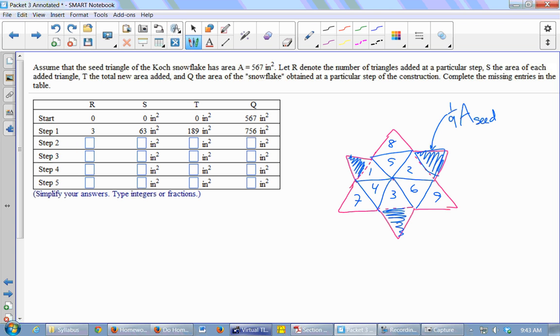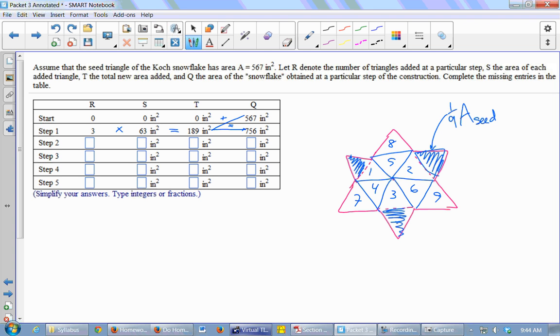All right, and then T, that's supposed to be the total new area added. So you have 3 triangles. Each one has area 63 square inches. So that gives you the total area added. And then you have to add that 189, right? That's the area of these shaded triangles. Add that to the previous area that existed. So you take your 567 and add it to the 189, and you get the 756.